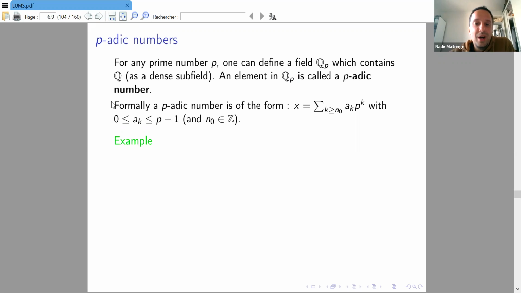So let me just give you one example. Of course, Q_p contains Q. So any rational number has a p-adic expansion. And so, for example, 1 divided by 1 minus p. As you probably guess, because of this geometric series property, and because p to the k tends to 0, the p-adic expansion of this rational number is this one, an infinite sum.